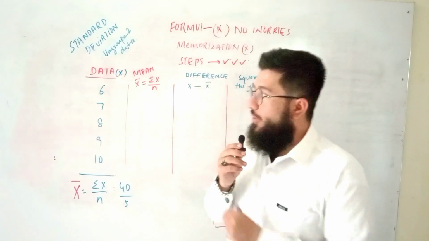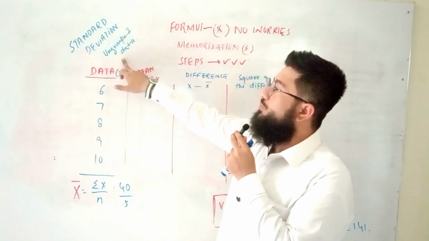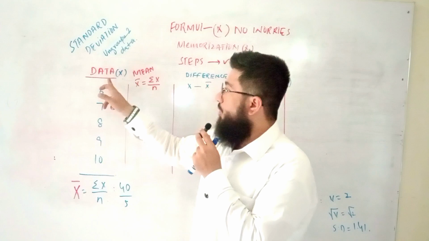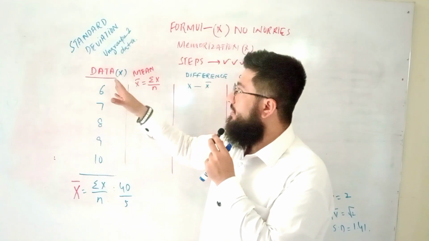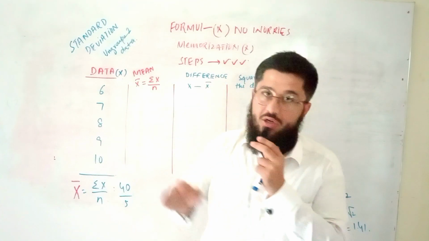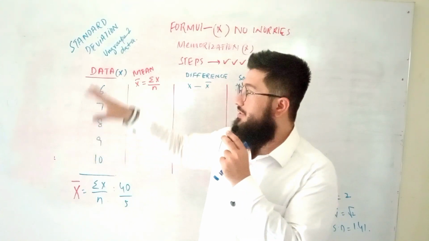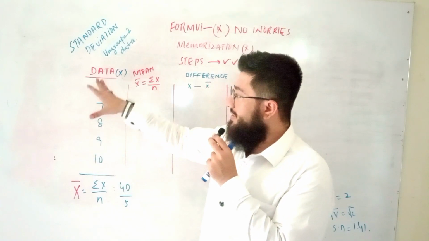Coming to the point, the very first one. We have a standard deviation of ungrouped data. The question in the exam will be given to you. You have data 6, 7, 8, 9, 10. Now find the standard deviation of this particular data. This is an ungrouped data. We don't see any kind of class, so this is ungrouped data.